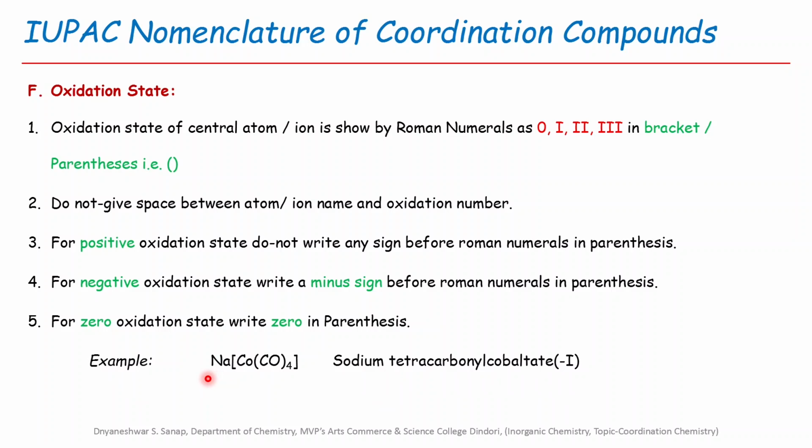Let us see examples of some complexes. Sodium tetracarbonylcobaltate(-I), because here sodium is a cationic species outside the square bracket and the charge on the complex is negative, since carbonyl, or carbon monoxide, is a neutral ligand. That's why we write the negative oxidation state. Second example, K4[Ni(CN)4]. The name is potassium tetracyanonickelate(0).